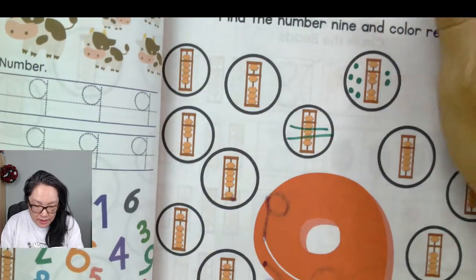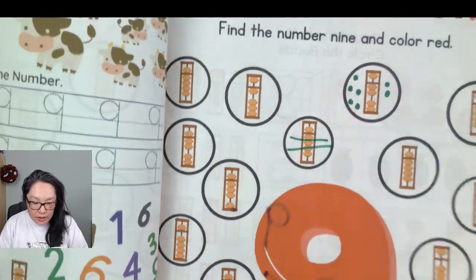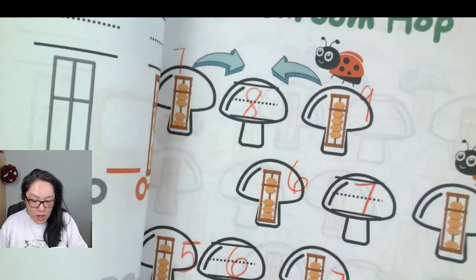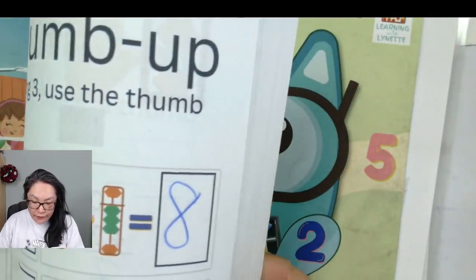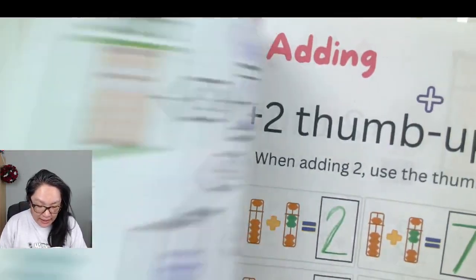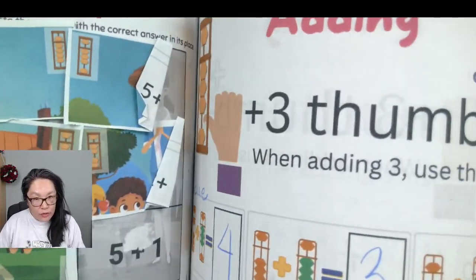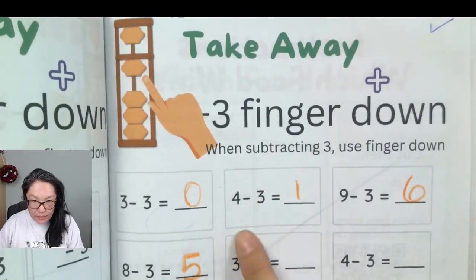This is about bead recognition. Because we did bead recognition, then we count forward and count backwards. And finally, we have the adding and subtracting towards the end. That's when I was showing you how to move the beads, and we were talking about how to add and subtract.